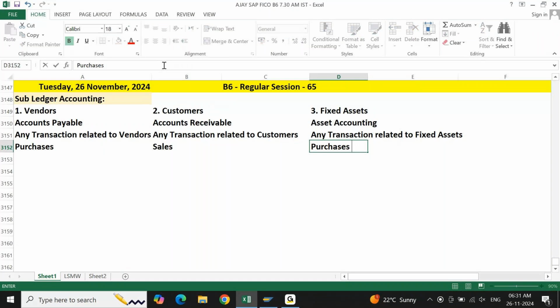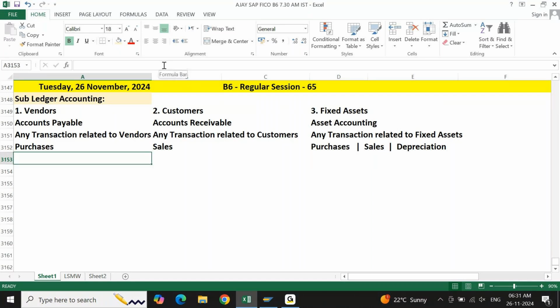Yes, here you will do purchases, here you will do sales, and you will also do specifically called depreciation. For fixed asset, you need to understand, you will do purchases, you will do sale. At the same time, you will also do depreciation on the fixed asset.